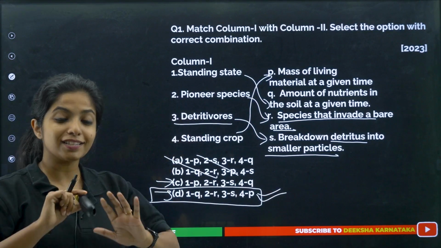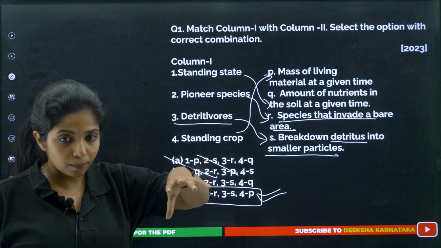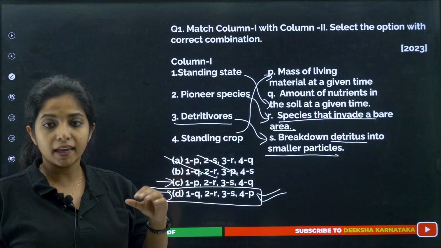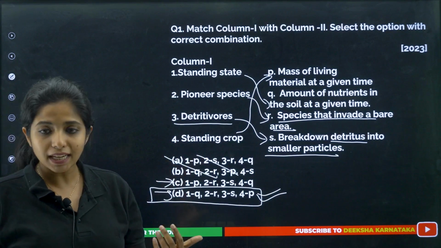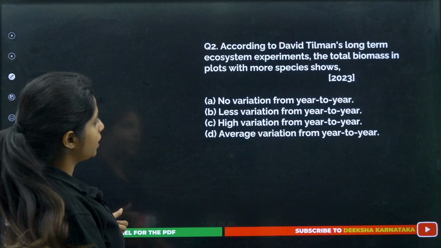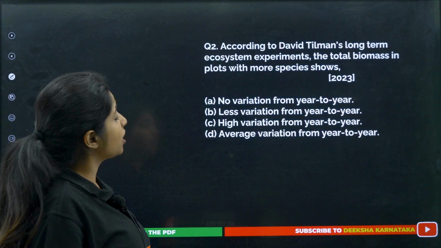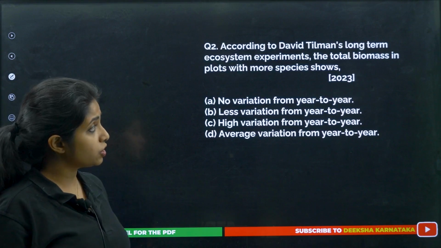Standing crop has nothing to do with the crop or the plants that you see. It's just the mass of living organisms which is there at one particular time, at one particular area. Now standing state is the amount of nutrient which is there in the soil. Works? Chalo. Next question.